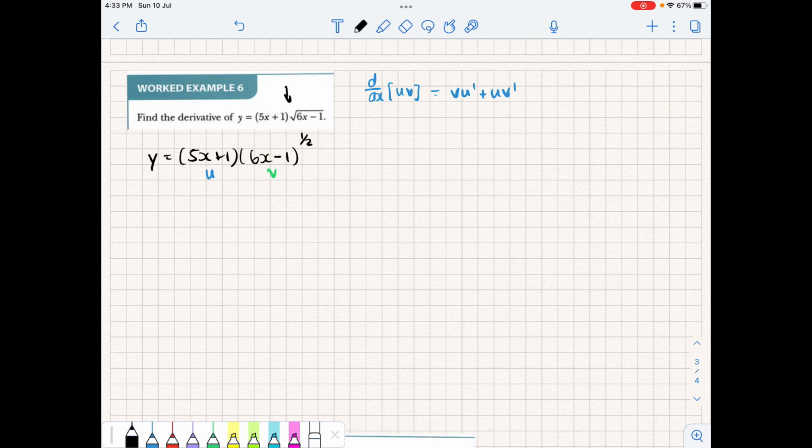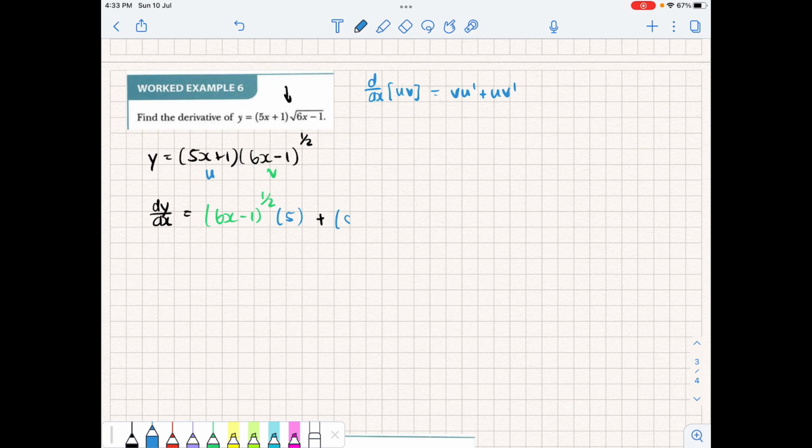So to differentiate, I want to find dy on dx. So the product rule says I need to take the first function, which is v. So the first function is just 6x minus 1 to the power of a half. So we don't do anything to it. Then I need to multiply that by the derivative of u. So u is 5x plus 1, and the derivative of 5x plus 1 is just 5. Okay, now we add u.